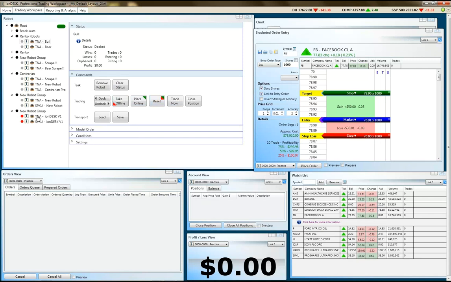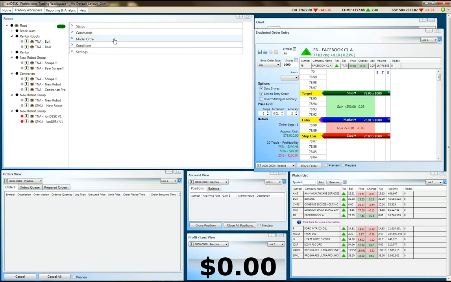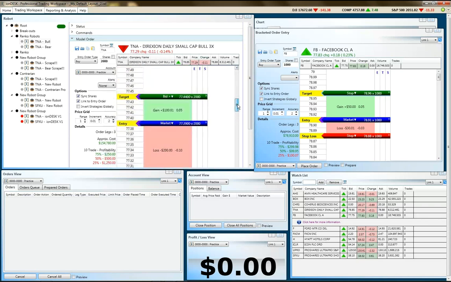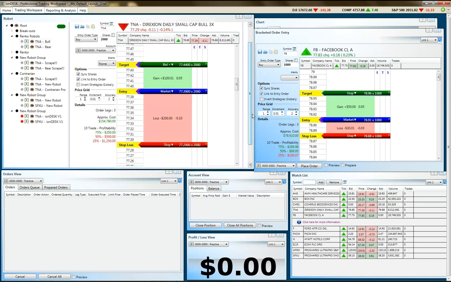So once I have my robot set the way I want, I'm going to collapse these. The robot, of course, runs based on the order that you create. So this is the order here that I have for my robot. It essentially has a 3-leg setup. It doesn't have to be. You can manage your order just as well with 2 legs. So for instance, let me give you an example.